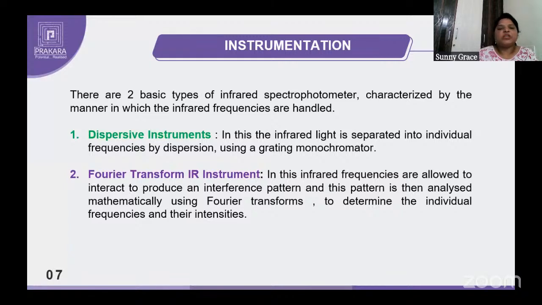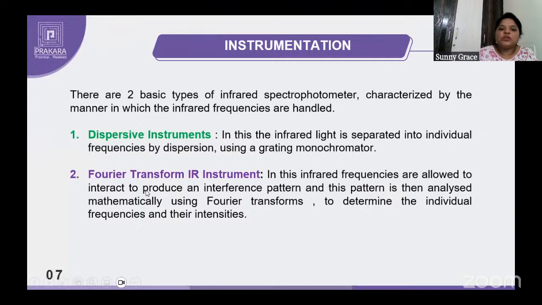Now let's see the instrumentation part of the IR spectroscopy. Basically, we have two types of infrared spectrophotometer. They are characterized by the manner in which the infrared frequencies are handled. The two types are dispersive instruments and Fourier transform infrared instruments. In dispersive instruments, the infrared light coming out of the sample is separated into individual frequencies by the principle known as dispersion, using either a prism or a grating monochromator.